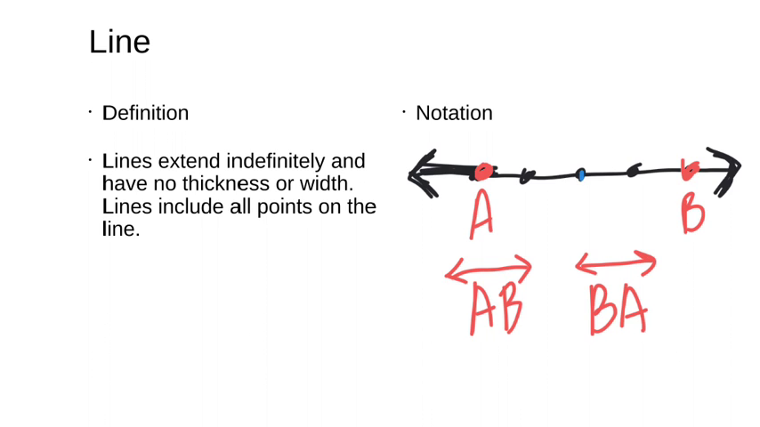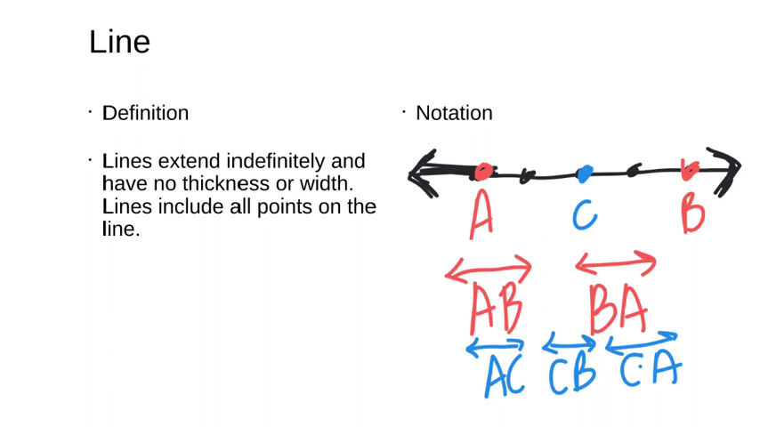Let's say we add point C in here. That's great. We can also name this line AC with 2 arrows, CB, or we could name it CA with 2 arrows, or we could name it BC. Any of those names would be correct. So any 2 points on the line can be in the name in either order, as long as you have the correct notation, the 2 arrows above.